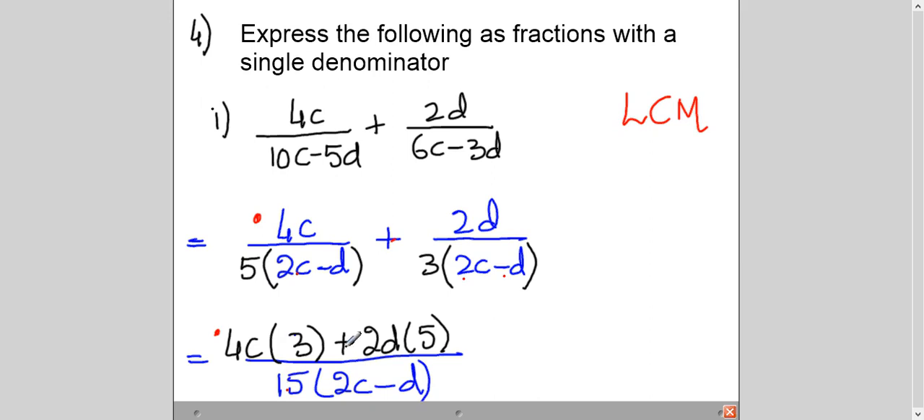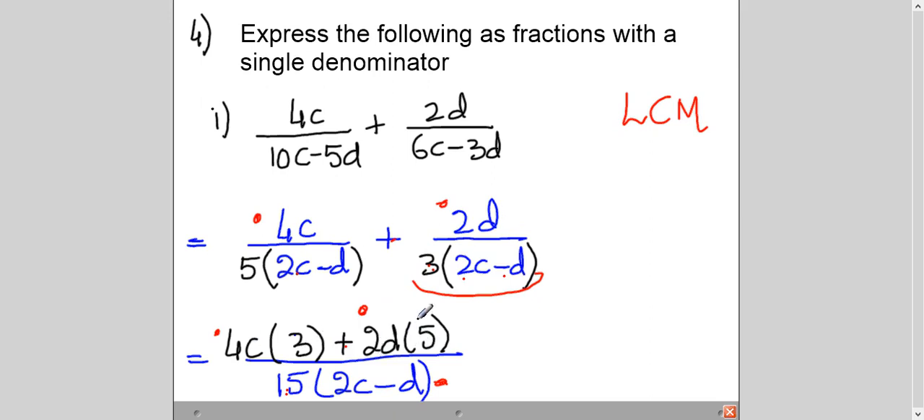Then this plus sign. Now this 2d is same as here. But why we are multiplying 2d by 5? If you look at this denominator and look at this LCM, the common is 2c minus d. And 3 is here and 15 is here. So 3 5s are 15. So that's why 5 is a missing number which I'm multiplying by 2d.